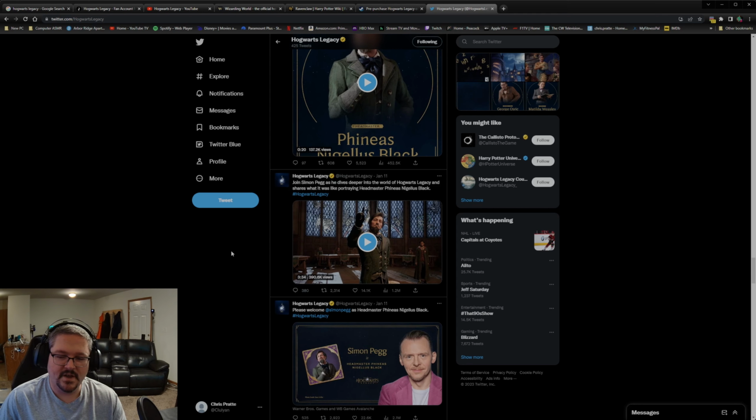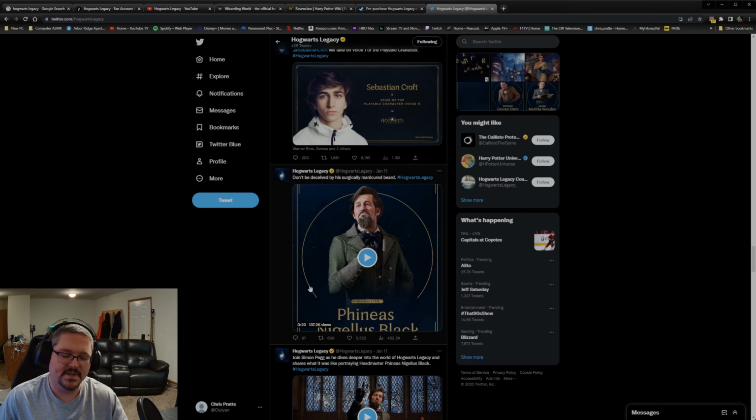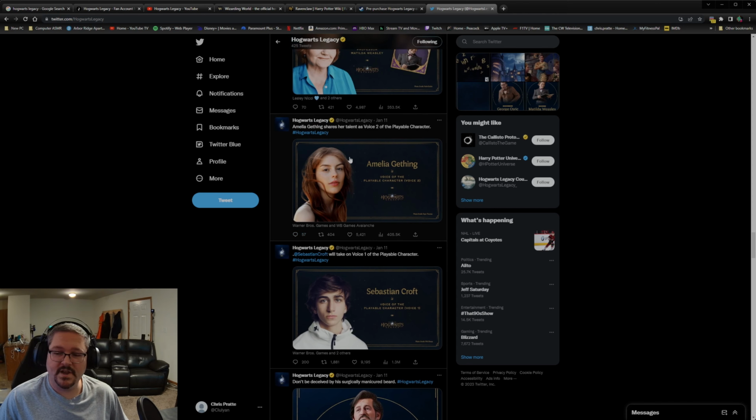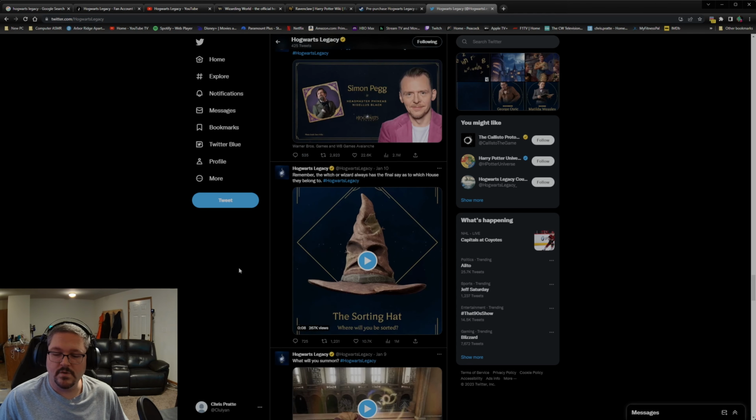And Phineas Nigellus Black is a relative of Sirius Black. Of course, this game takes place possibly like 150 years before the events in the movies and books, so you're not really going to know anybody except the ghosts at Hogwarts. These two actors are actually voices that you can pick for your playable character, Sebastian Croft and Amelia Gething. That's pretty cool.